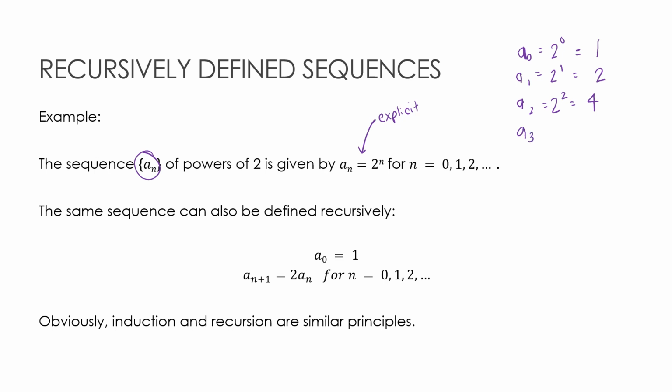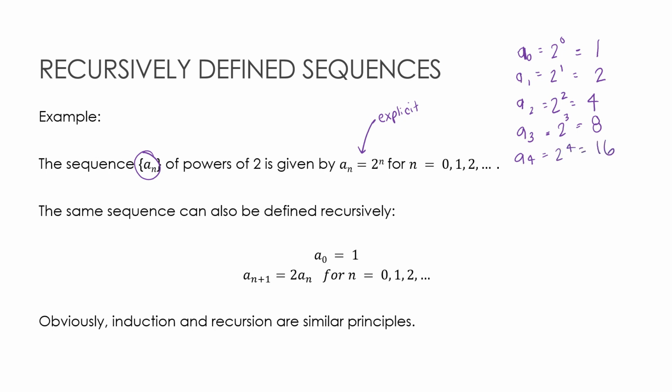And a sub 3, which just means the third value in the sequence, is 2 to the third, which is 8. And we could continue this pattern over and over and over again.